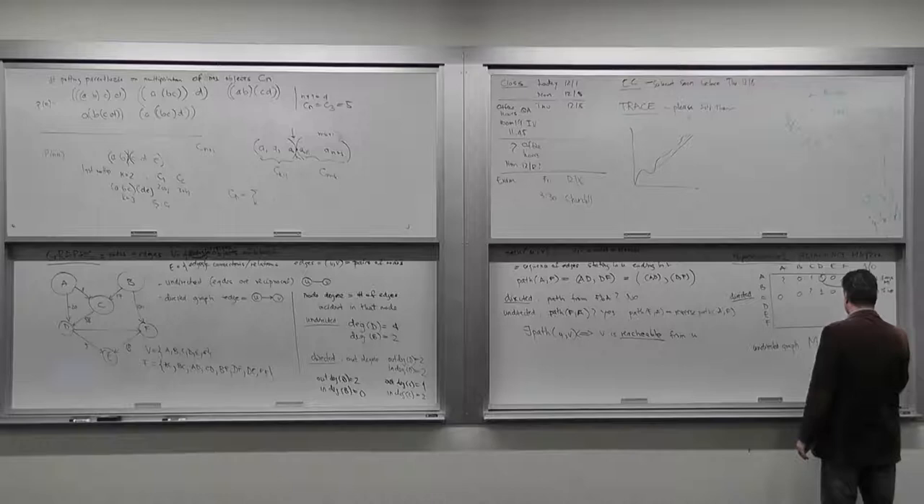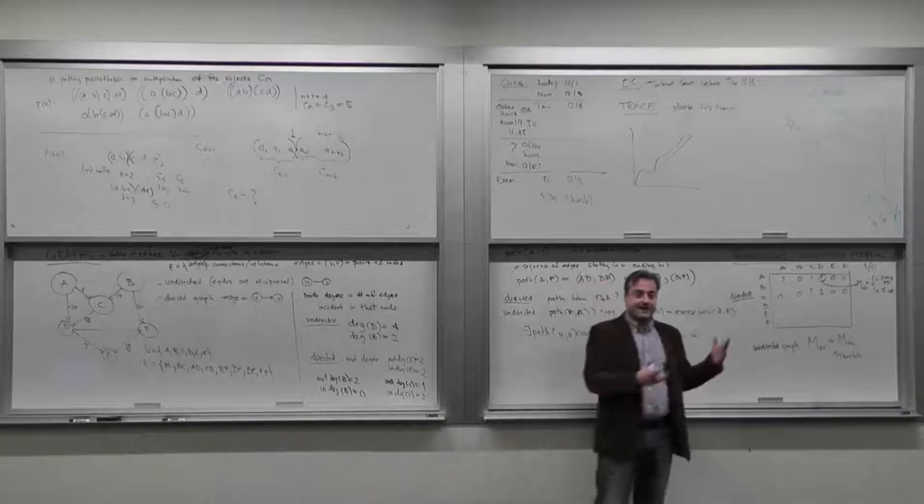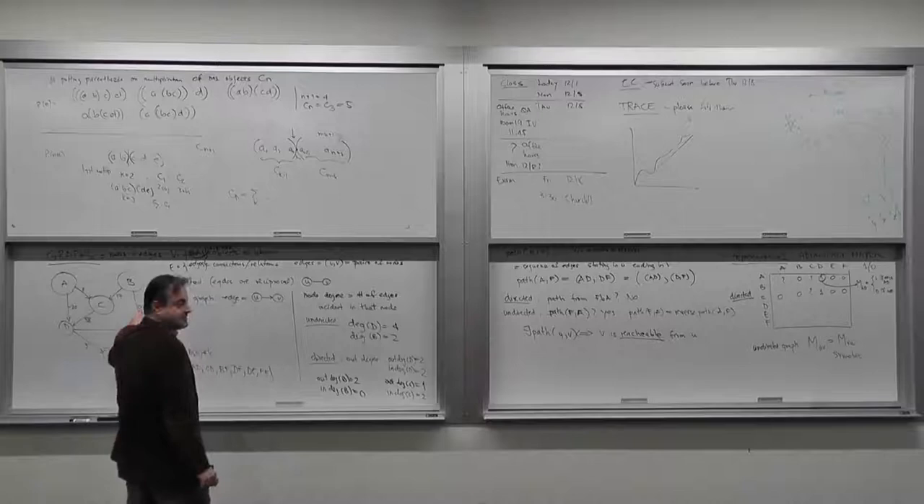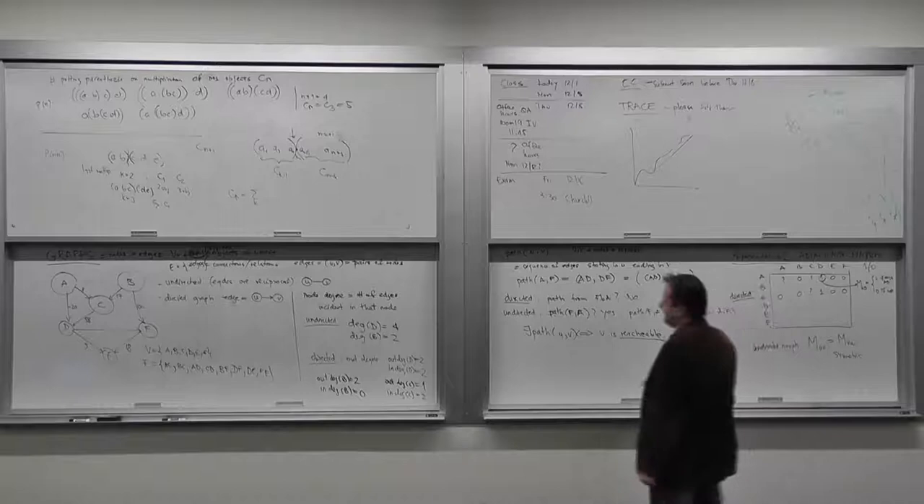So if I have an undirected graph, the adjacency matrix has to be symmetric, because whatever value is from U to V, edge or no edge, or sometimes we put these values in the adjacency matrix, then the same thing has to happen from V to U. So what if I build that matrix?